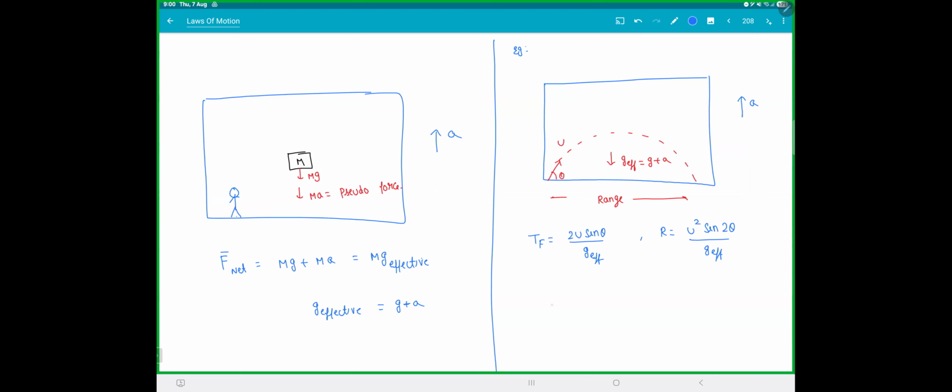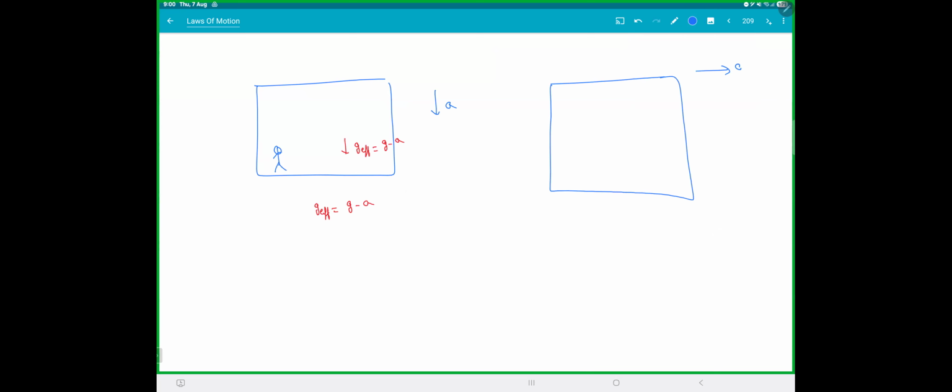Same thing, if the box is coming down, then the person inside will think gravity has become g minus a, because the pseudo force will be up now. And we will see something more interesting. Suppose the box is going horizontally, this person inside will actually stand like this. He will think this is down. So the pseudo force will be ma, the gravity is mg. So in his world, the g effective will be this way.